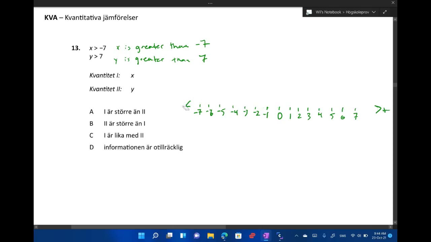Something like that. That means X has to be greater than negative 7. And if X is greater than negative 7, then if I draw this imaginary line here, X must be any number that way. It could be negative 6, could be negative 5, could be negative 4, and any number past that point. If we look at Y, Y has to be any number greater than 7. So Y can be any number after 7. Could be 8, for example. But again, X could also be 8 since it's after negative 7.